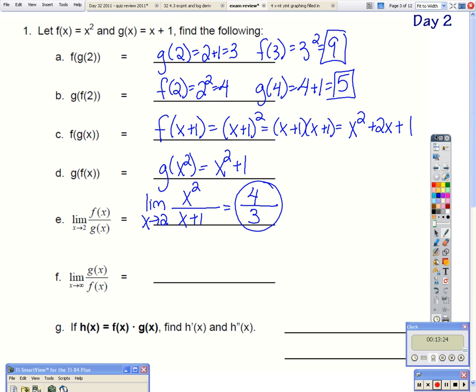So now the limit as x approaches infinity of x plus 1 over x squared. This is end behavior, so I can compare my numerator and denominator's exponents, their degrees. Because the top is smaller than the bottom, the end behavior approaches 0.